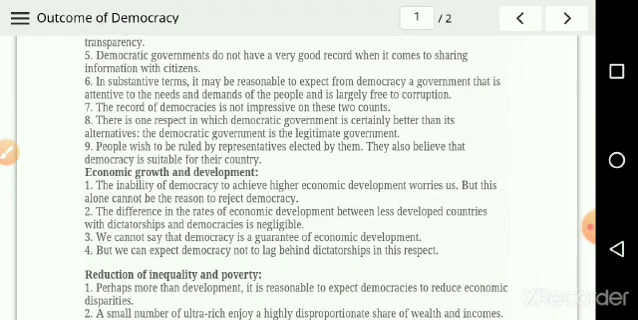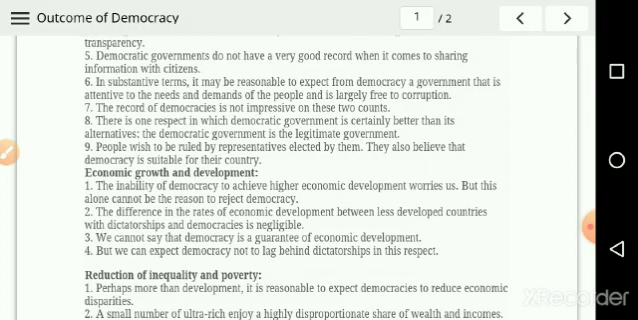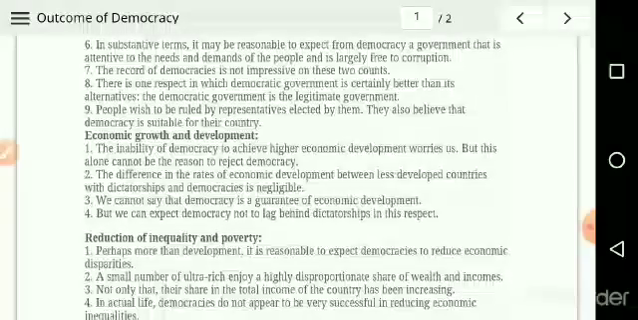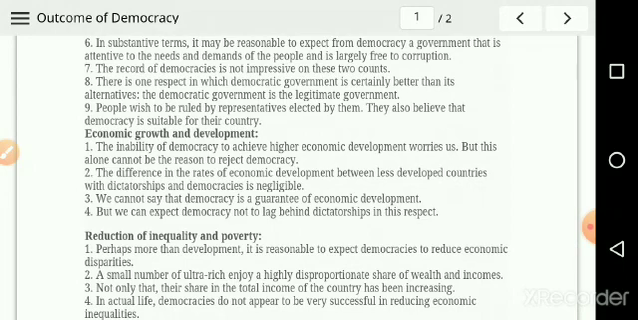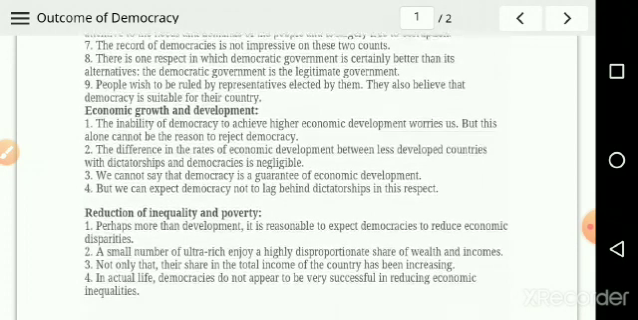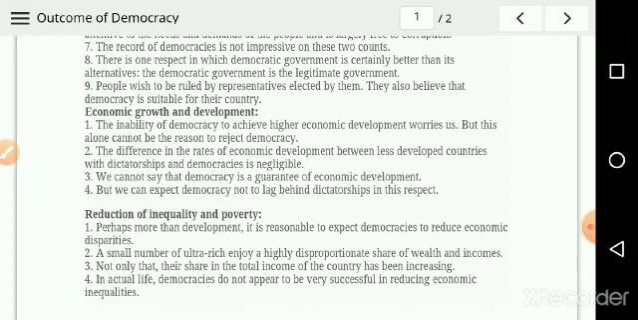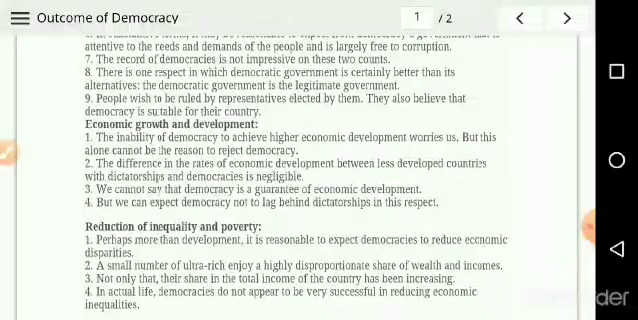The democratic government is a legitimate government, and in that aspect we can see democratic government is better. According to the constitution, according to the rules and regulations, we are selecting our leaders, and here in India for 5 years we are selecting our leaders. After 5 years again re-election will come. People wish to be ruled by representatives elected by them. They also believe that democracy is suitable for their country.